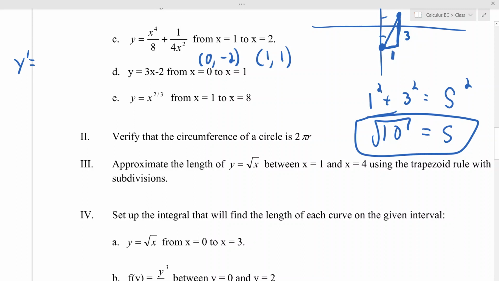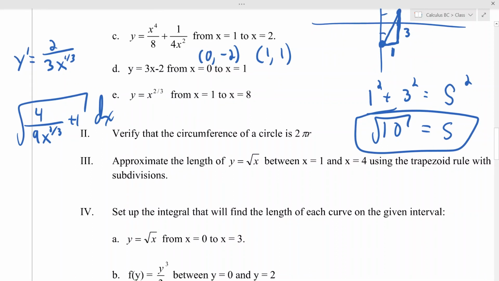It's almost 5, but I got stuff to do. The derivative is 2/3 x to the -1/3. So it's 2 over 3x to the 1/3. We're going to square that, which makes it 4 over 9x to the 2/3. We're going to add 1. We're going to drop it in an integral. We're going to put a dx at the end, and we're going to integrate it from 1 to 8. There you go. Not too bad.